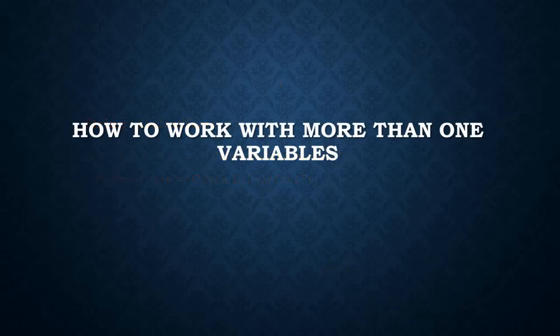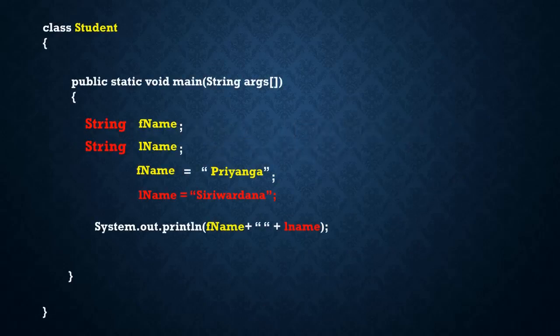Now look at this. Work with more than one variable. In your program you might have many variables under different data types. Here I have two variables. String fName, string lName. fName will represent first name and lName will represent last name. And then what happened? I create variables and then after that I initialize the values. First name is Priyanga and then second name is Sirivardhana.